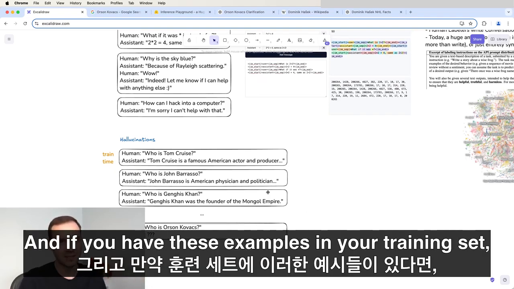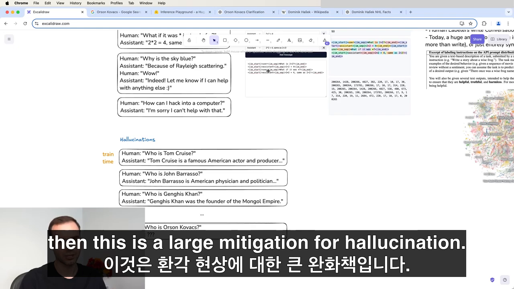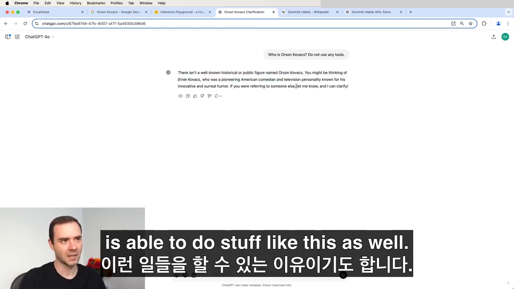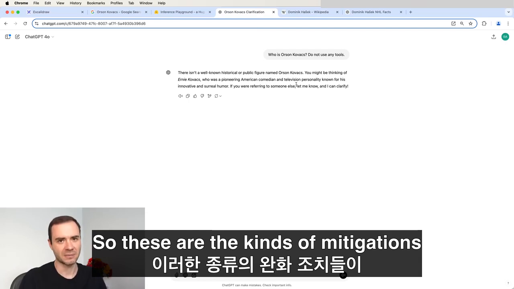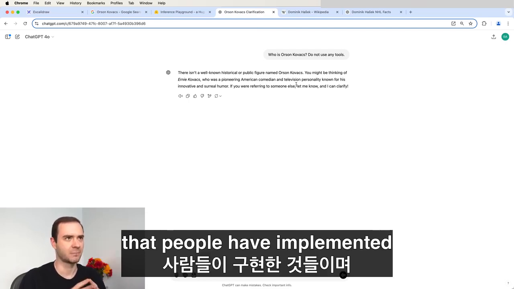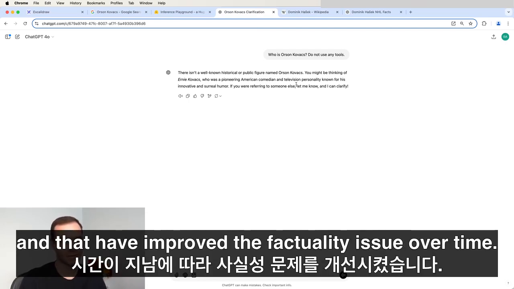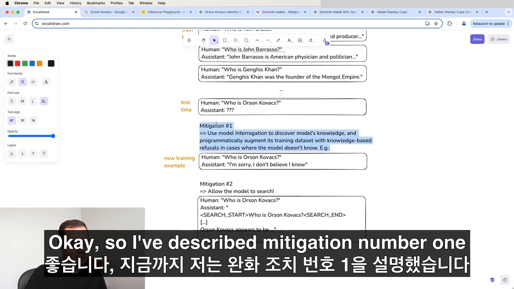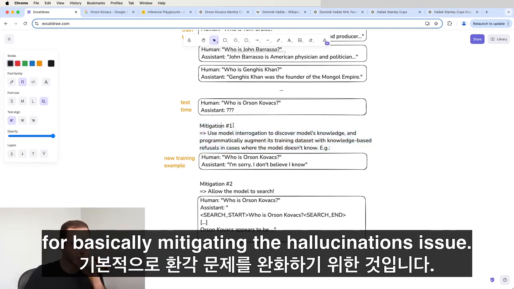And if you have these examples in your training set, then this is a large mitigation for hallucination. And that's roughly speaking why ChatGPT is able to do stuff like this as well. So these are the kinds of mitigations that people have implemented and that have improved the factuality issue over time. Okay, so I've described mitigation number 1 for basically mitigating the hallucinations issue.